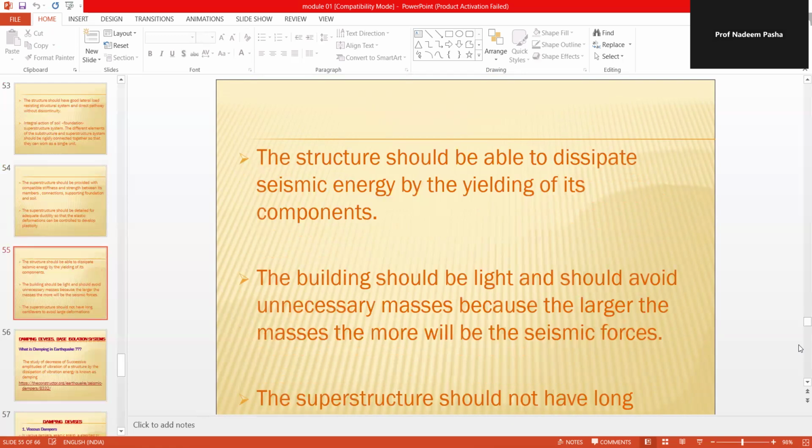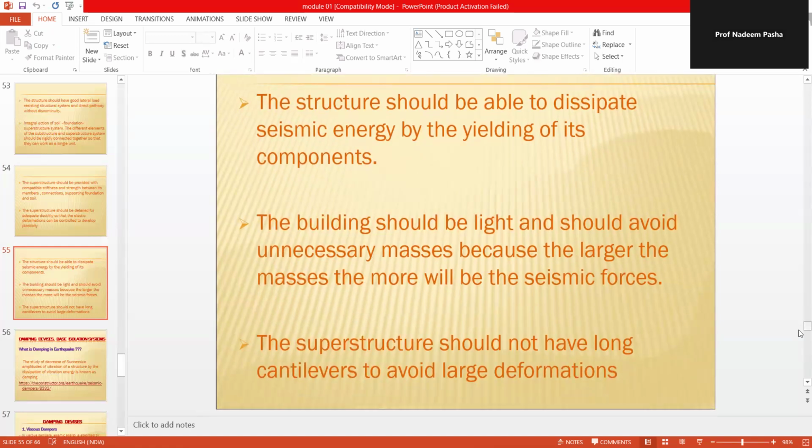The structure should be able to dissipate seismic energy by yielding of its components. When an earthquake occurs, a large amount of seismic energy is produced, so the elements should be able to dissipate it by yielding. The building should be light and should avoid unnecessary masses, because the larger the mass, the more the seismic forces, and more seismic forces mean a greater possibility of damage in an earthquake. The superstructure should not have long cantilevers to avoid large deformation.